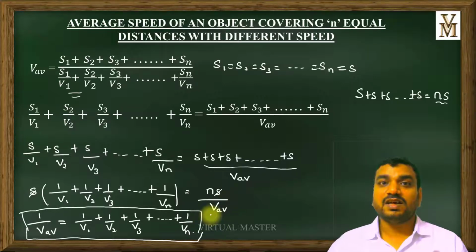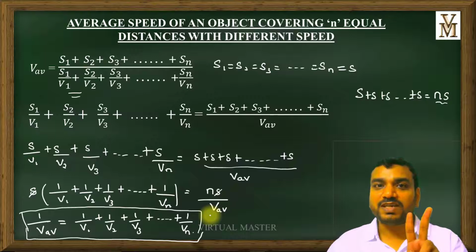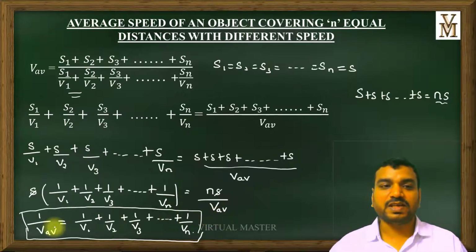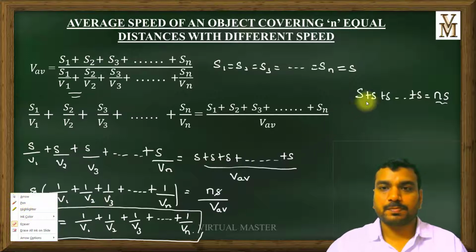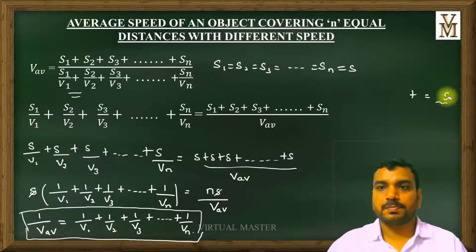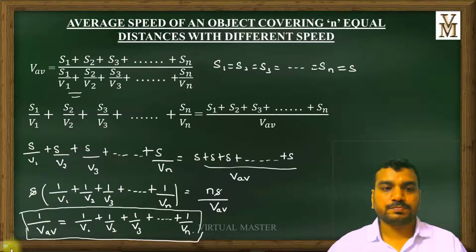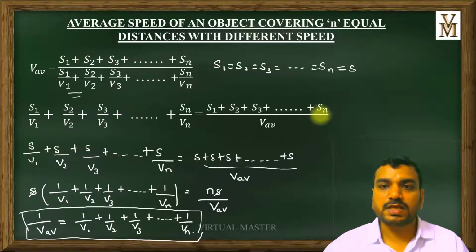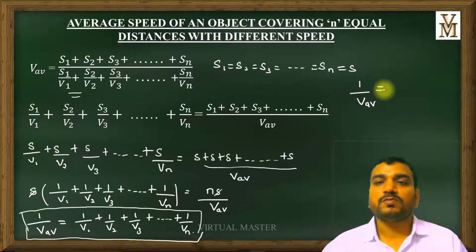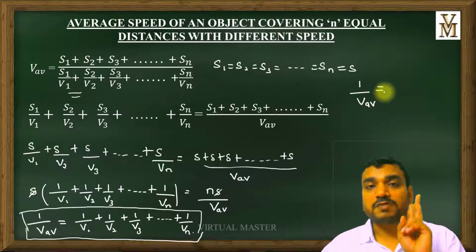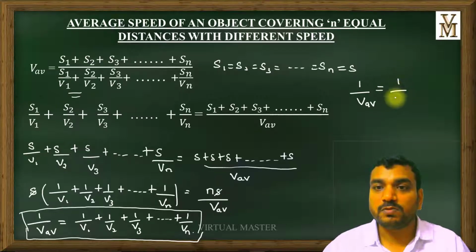Now let us derive the average speed of an object covering two equal distances but with different speed. We can use the formula, this formula only. By using the same formula, what I am going to get? 1 by VAV equals to, we are deriving the formula for average speed of an object covering two equal distances with different speed. So it will be only 1 by V1 plus 1 by V2.